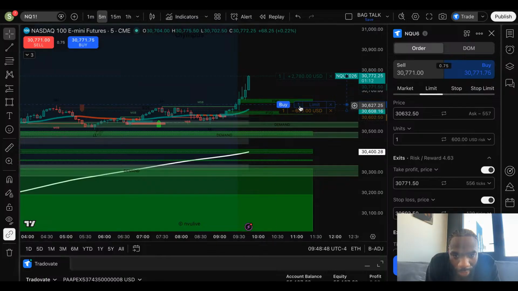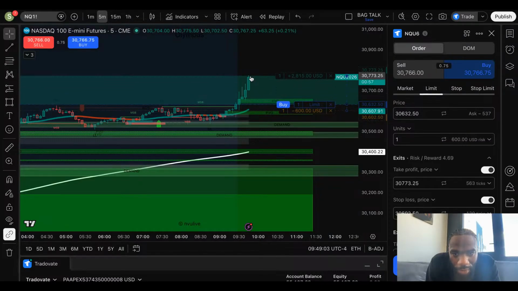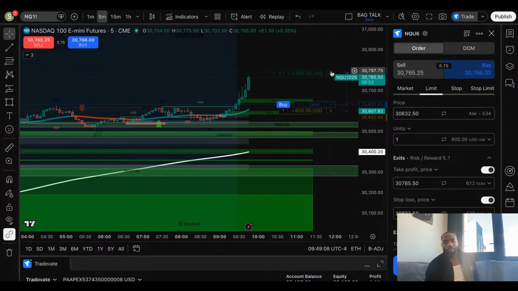All right, so we would have had our break of structure here. We would have got this entry. Okay, still pretty similar. But yeah, on this first 5-minute candle, you could have been up 1,200. Wow, two bands. Somebody's passing that eval right now. You know what I'm saying?